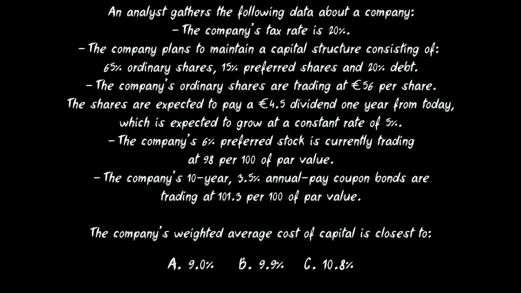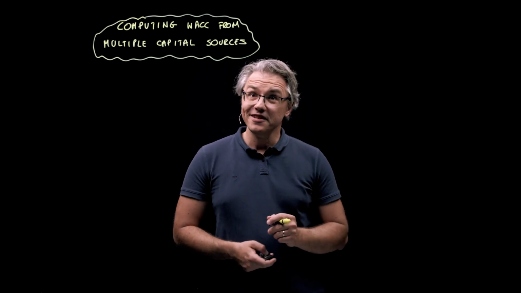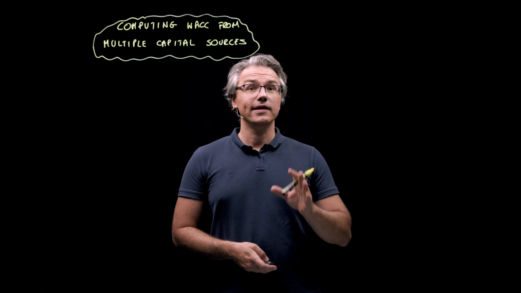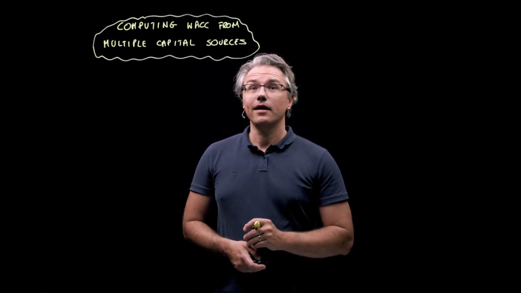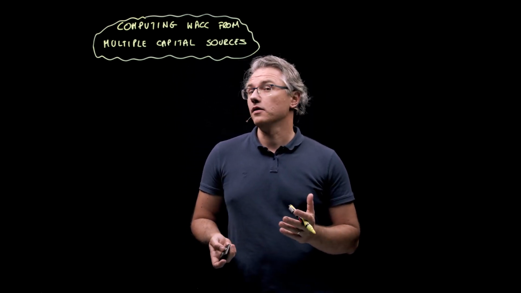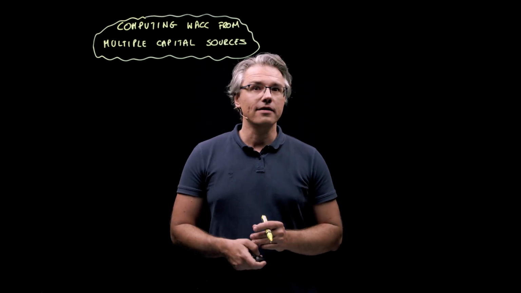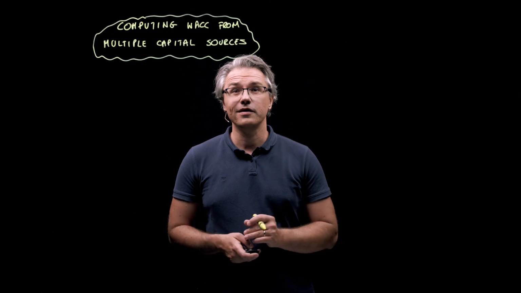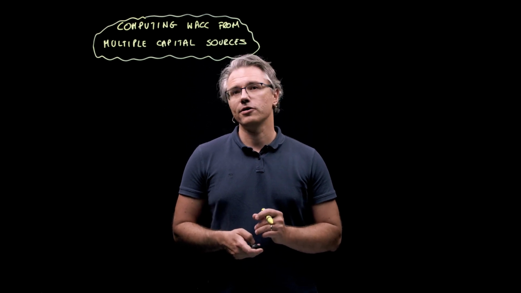The company's weighted average cost of capital is closest to A, 9%, B, 9.9%, or C, 10.8%. Okay, so what we need to do is take each source of capital and compute its cost for the company, and subsequently compute a weighted average cost of capital, taking into account the proportions in which these sources feature in the company's overall capital structure.